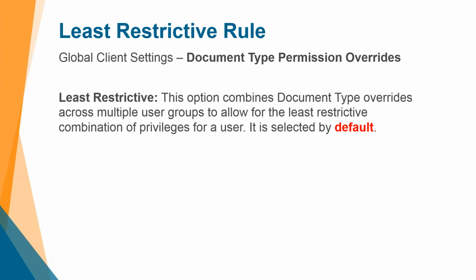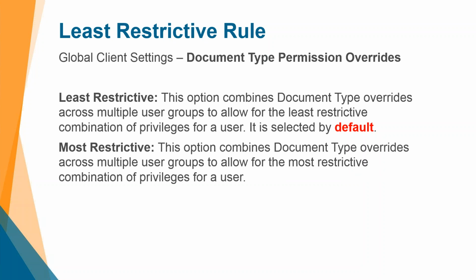Now, interestingly, this does not affect how override privileges work with default user group privileges. So if you have them in the retrieve group and the print group, and then they're also in the save group, but in the save group you uncheck print, they won't be able to print, even though the print group has given them print permissions. The override privileges override everything, whether you have least or most restrictive set.